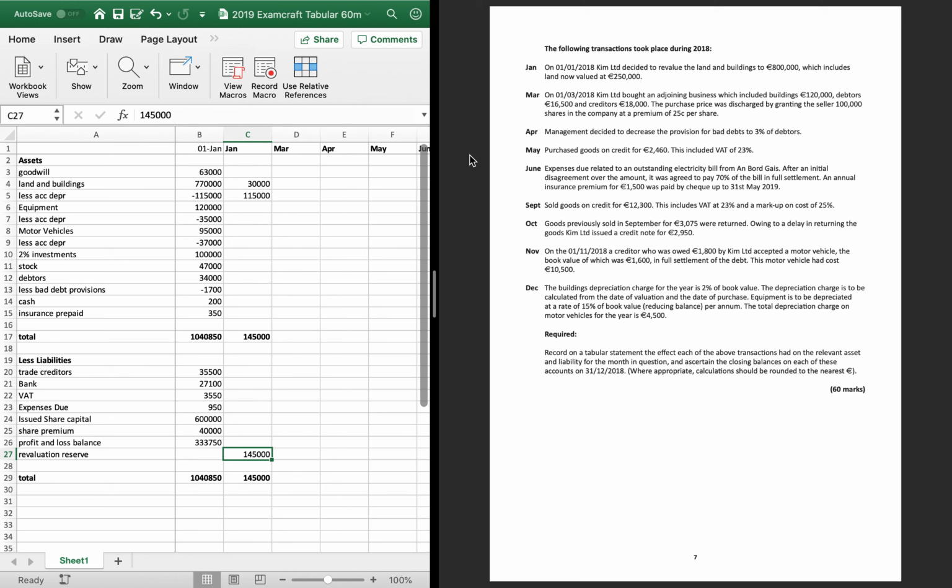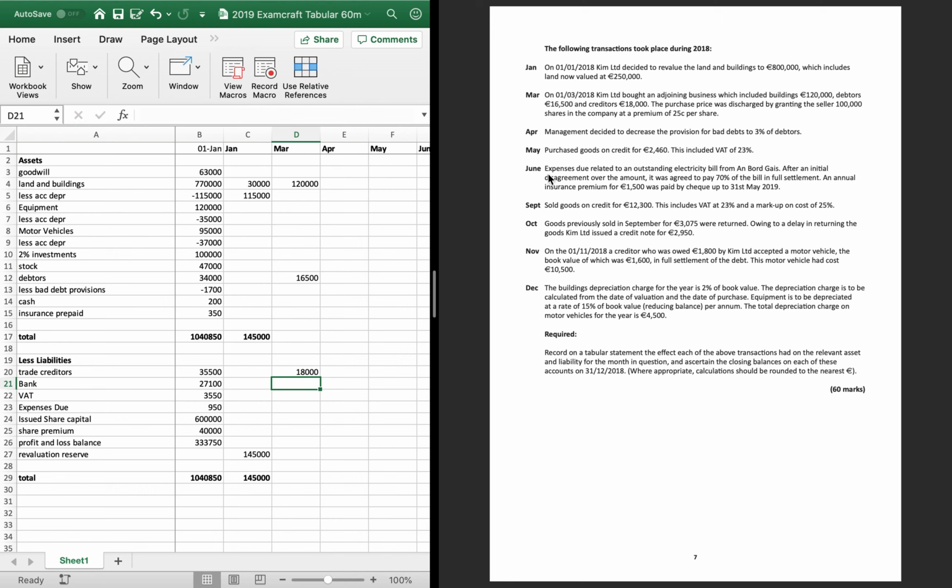Next, he buys a business. So you'll see that in service firms or incomplete records, or certainly incomplete records or any business. But we know he's bought a business which includes assets and liabilities. So the assets are land and buildings, which is 120. So they go up by 120. Debtors 16.5, they'll go up by 16.5. And he's also taken on creditors of 18,000. So creditors go up by 18,000.